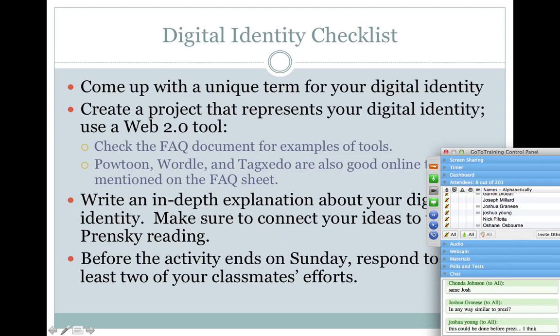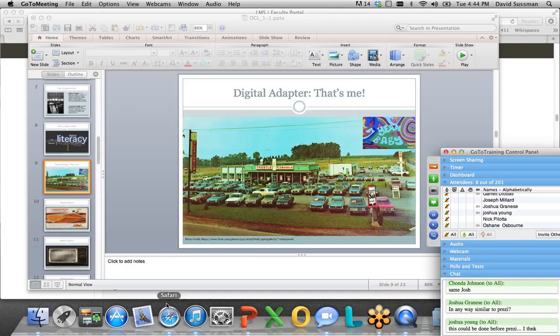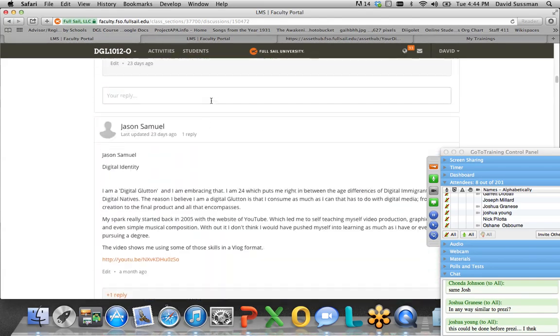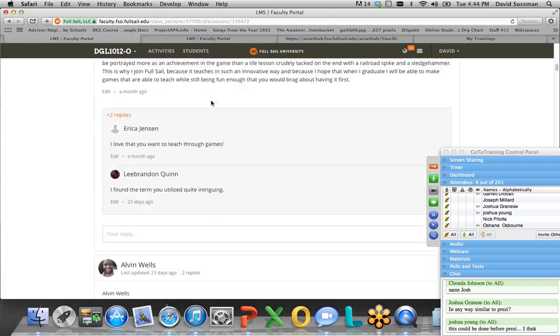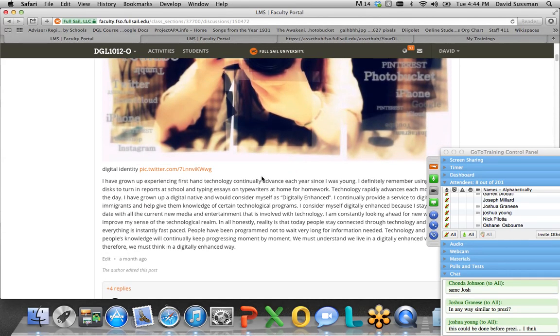Third, be sure to write an in-depth explanation about your digital identity and to connect your ideas to the Prensky reading. If I go back to those examples we were looking at before, as much as I love this project, and she received a pretty high grade, she lost some points in this one because she talks about her term digitally enhanced, and she gives a pretty in-depth explanation, but there's really not a strong connection to the article. She does mention digital immigrants at one point, but it's not really a strong connection to the article. So make sure that at some level you're connecting with the ideas in the Prensky article.